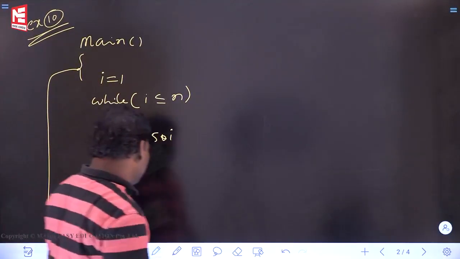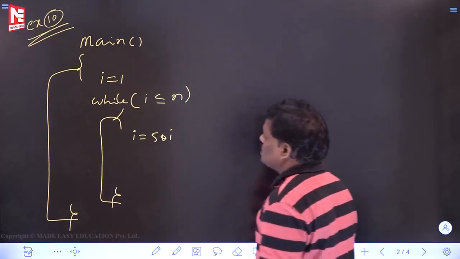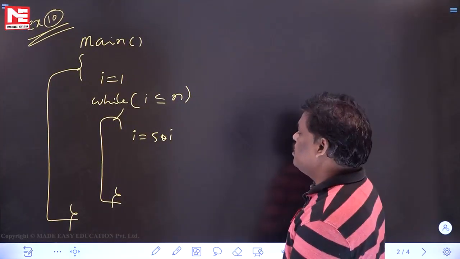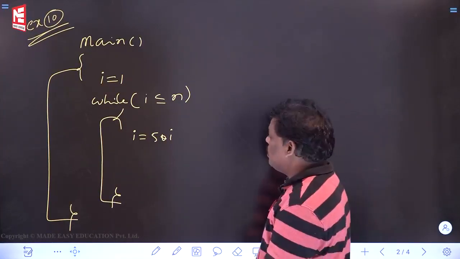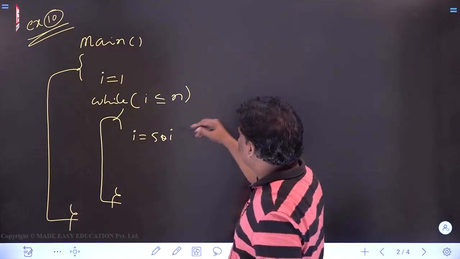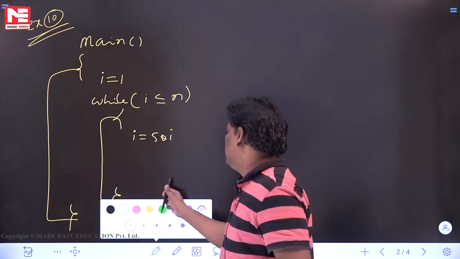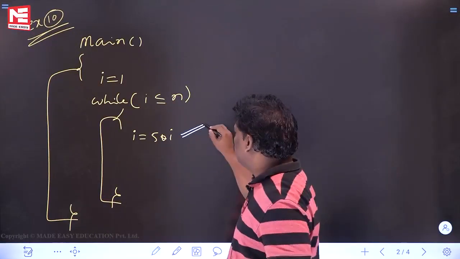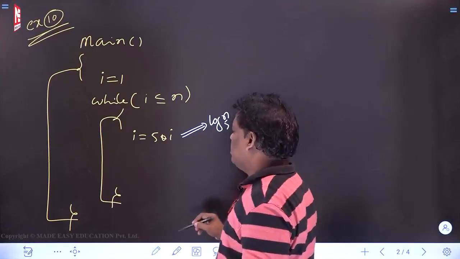Now can you help me know what the answer of this problem is? I is equal to 5 into I. What is the answer? Always incrementing by multiplying 5, 5, 5 like that. So what is the answer? Log n base 5. The answer of this one is going to be log n base 5. Is everyone fine?